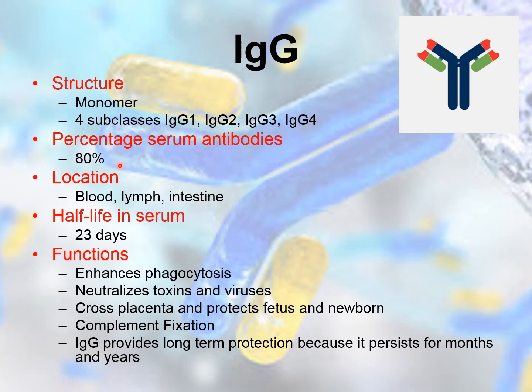So IgG represents about 80% of the serum antibodies. So they are the maximum in number. So these IgG can be present in the blood, in the lymph, and in the intestine, with a half-life of about 3 days in serum. So IgG perform various different functions in an immune system.